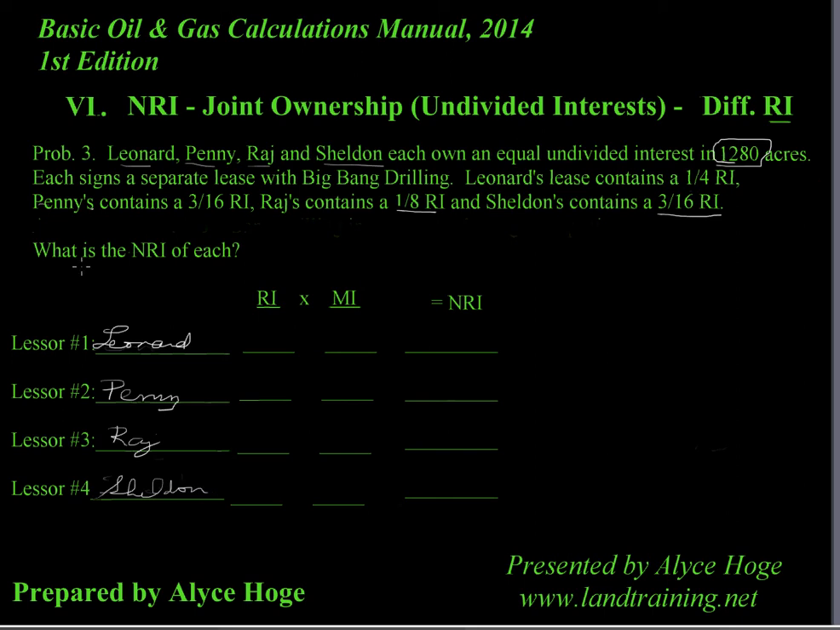Then what we're going to do next to calculate the net revenue interest is take their royalty interest times their mineral interest. Now, if they all own an equal undivided interest and there's 4 of them, we know that they each own a 1/4 interest or a 0.25 mineral interest. So I'm going to fill in this blank here, 0.25.